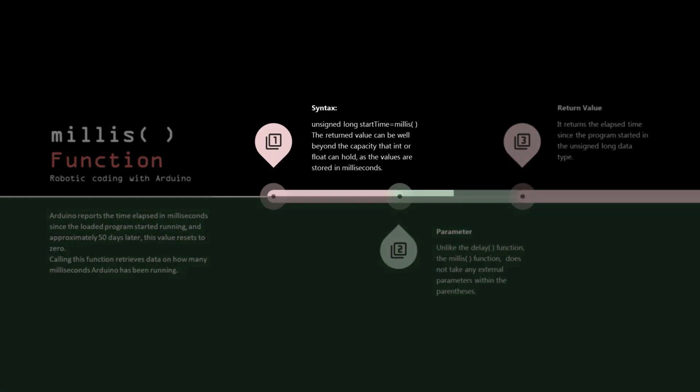When we write unsigned long startTime = millis(), we are creating a variable that will store the value returned by the Millis function. Since Millis returns the time in milliseconds, the value can be much larger than what a regular integer or float can hold. The unsigned long data type is used because it can store much larger numbers, up to about 4 billion milliseconds, which equals roughly 49 days.